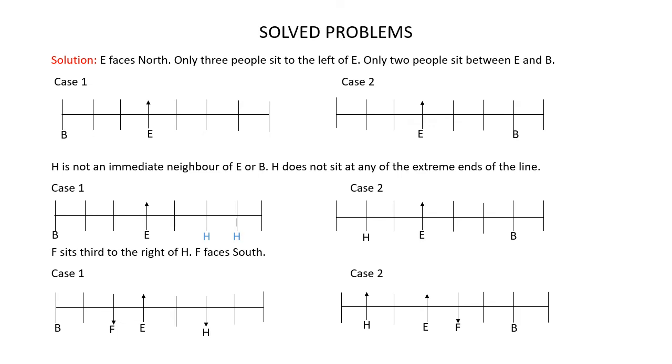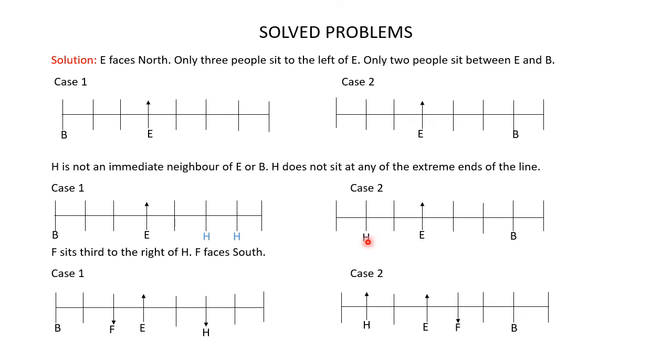And here also, if H faces north, then there won't be any position third to the right of H. So obviously H will face south. Then third to the left of H will be 1, 2, 3. And this position will be for F, and F is facing south. So mark H in this position facing south, and F in this position third to the right of H facing south in case 1.